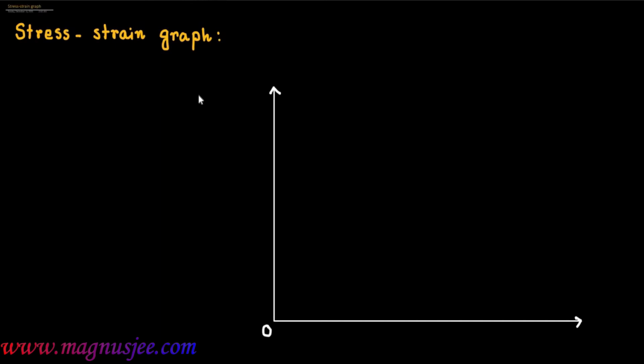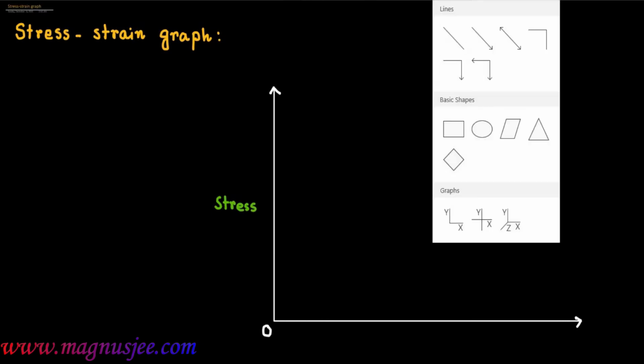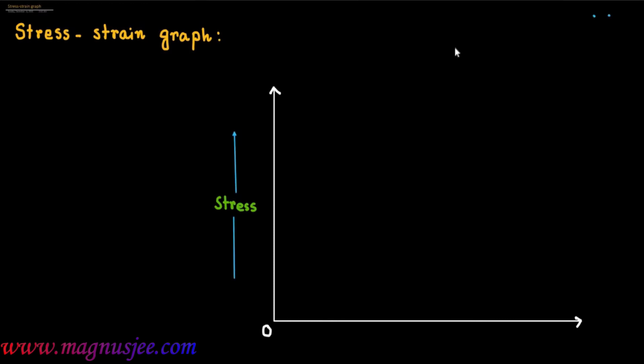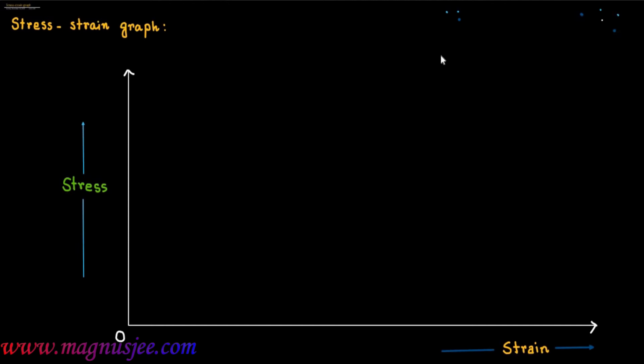Stress versus strain graph. Stress-strain graph. In the diagram, the vertical axis is stress. Stress is plotted along the vertical axis and strain is plotted along the horizontal axis. We have to plot the variation of stress in terms of strain.